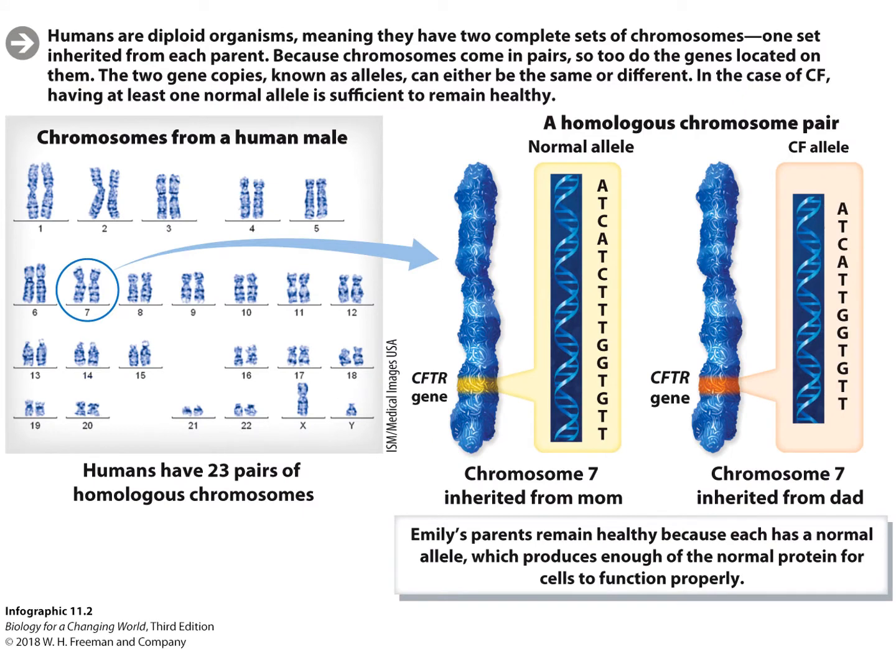So this illustrates, on the left we have the karyotype, a picture of all the chromosomes. And they're arranged in pairs, as we saw before. And then we've taken a close-up of chromosome 7, which has a particular gene that they're looking at here called CFTR. That's what we're going to be looking at as our example.